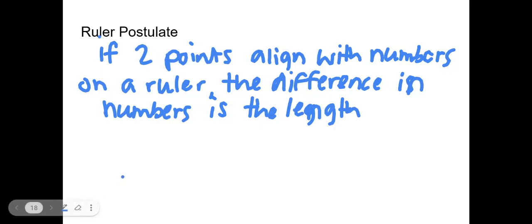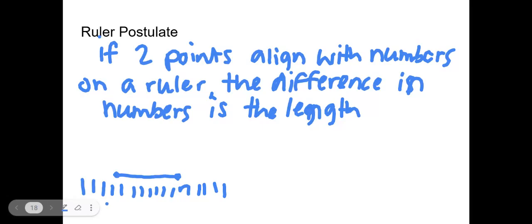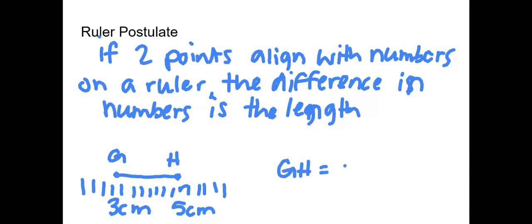What this means is that if I have a segment and I line up my ruler, here's my ruler, and I have a mark at 3 centimeters and a dot at 5 centimeters, then my length of segment GH is equal to 5 minus 3, which is equal to 2 centimeters. It basically means we can use a ruler to find the length of a segment. Okay?